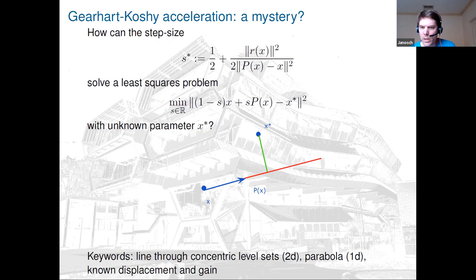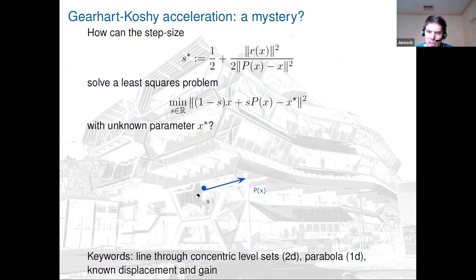And why is this bizarre? This is bizarre because I don't know what X star is, right? So usually, of course, we know how to solve a least squares problem, no problem. But solving a least squares problem when you don't even know the data, that is really a bit unusual, right? And why does that work? It works for this reason.